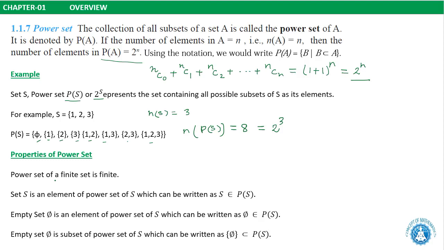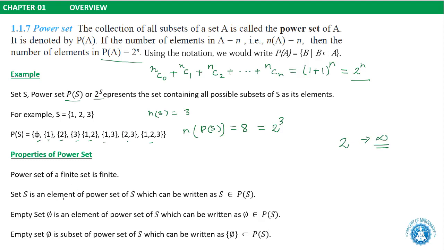The power set of a finite set is finite. Of course, it is true. If a set is infinite, then the number of elements in the power set would be 2 to the power of some infinite number. This will lead to infinite.